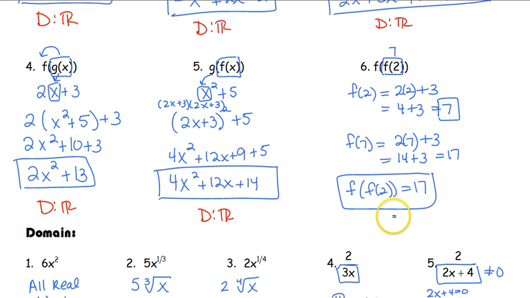For number 6, we're not going to have a domain because we evaluated. A domain is all possible values for x. If there's no x, then we don't have to worry about possible values.